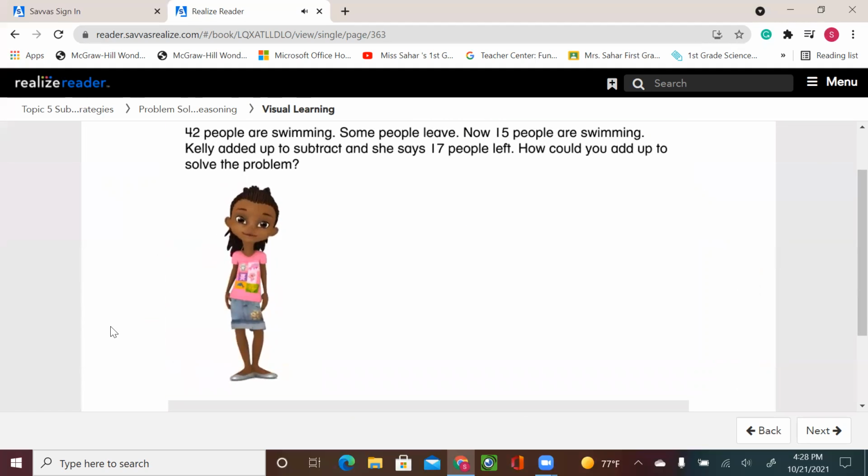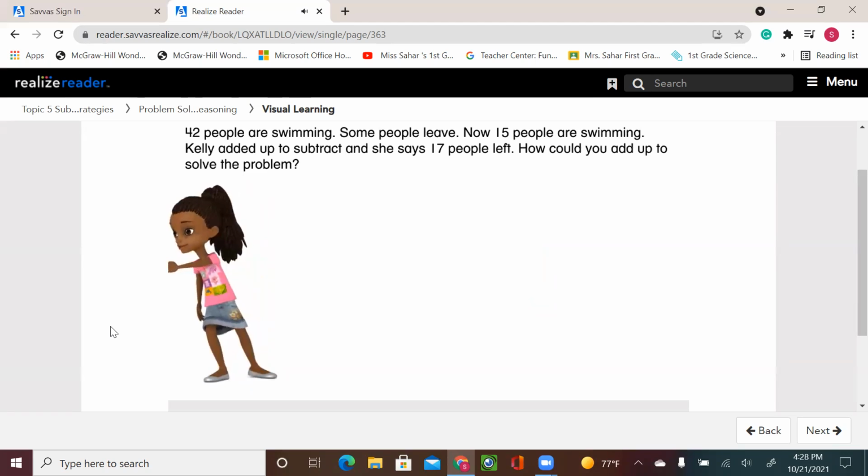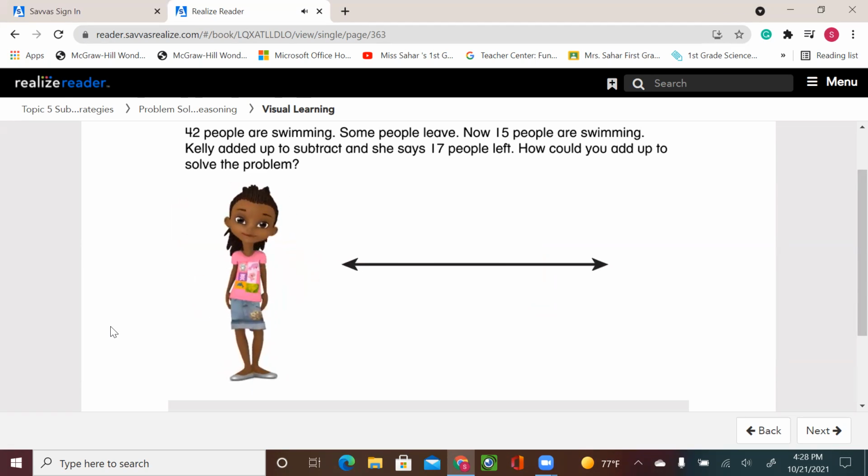42 people are swimming. Some people leave. Now 15 people are swimming. Kelly added up to subtract, and she says 17 people left. How could you add up to solve the problem?